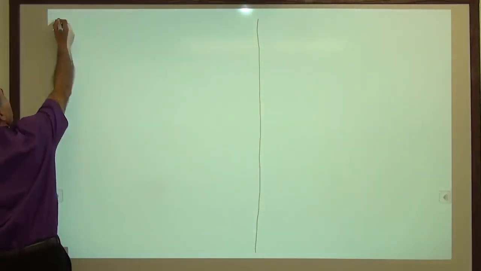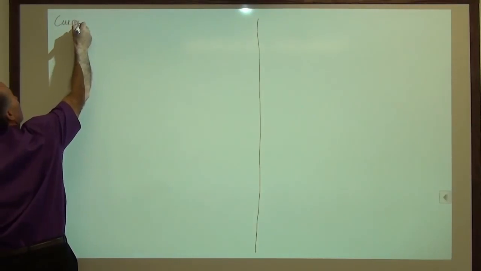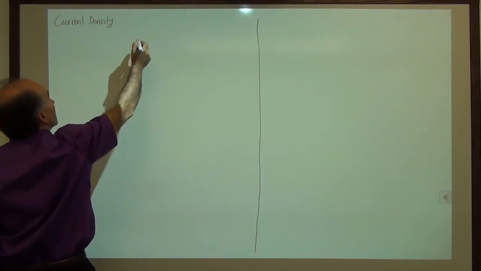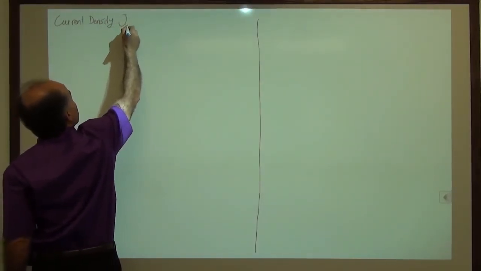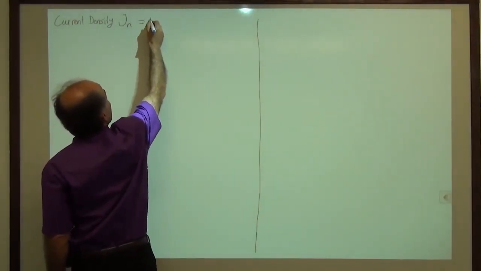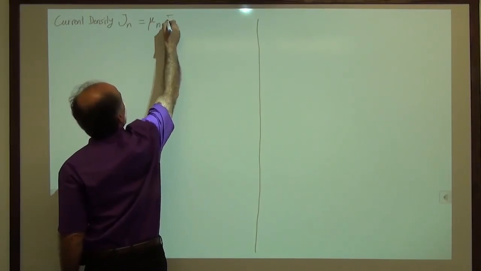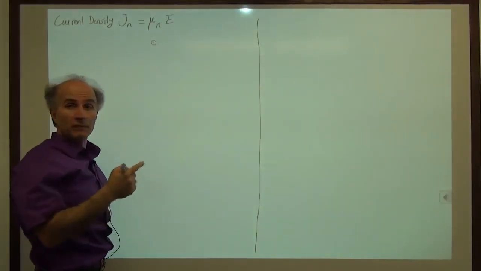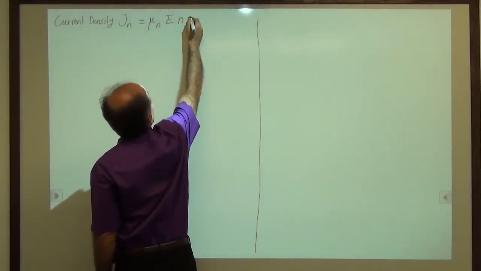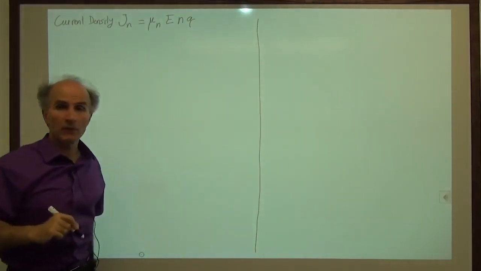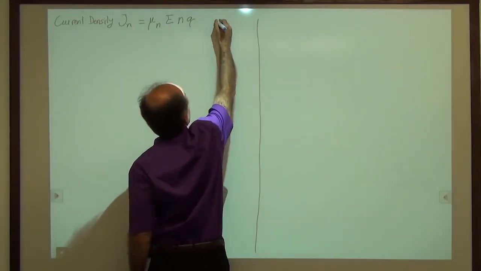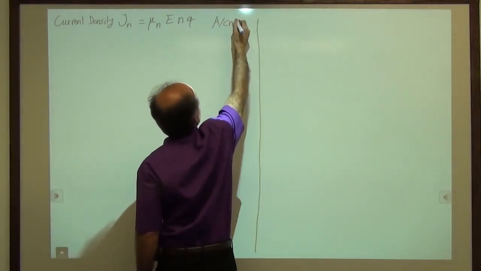So we say current density, which we denote by J, and we write sub n, because again, we're still talking about electrons, is equal to mobility of electrons times the electric field. Now you can write it as electric field, or you can write it as voltage divided by length. That's up to you. And then we have n, and then we have q. These are all multiplied by each other to give us the current density. And it's important to remember that the unit is amperes per square centimeter.